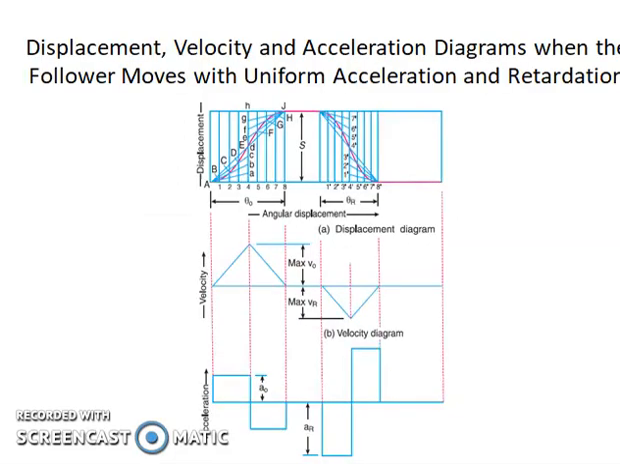So as discussed earlier, the follower may exhibit any type of motion. We were discussing 4 types of motion: uniform velocity, uniform acceleration and retardation, simple harmonic motion and cycloidal motion. In today's class, we will be discussing the 3 types other than uniform velocity, which was discussed in the previous lecture. So the displacement, velocity and acceleration diagram when the follower moves with uniform acceleration and retardation.